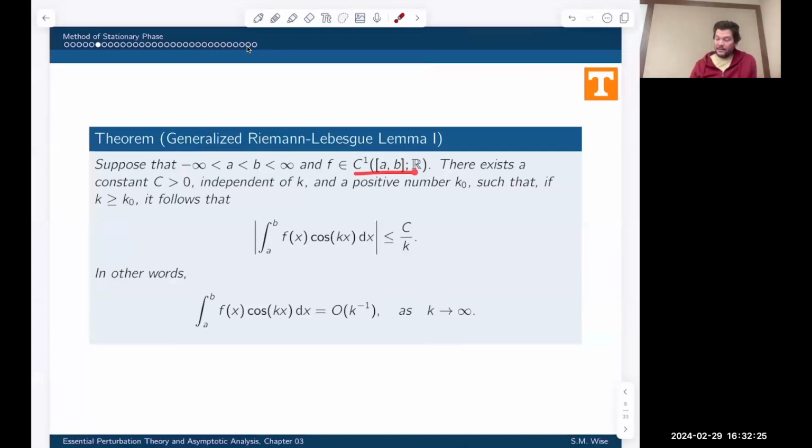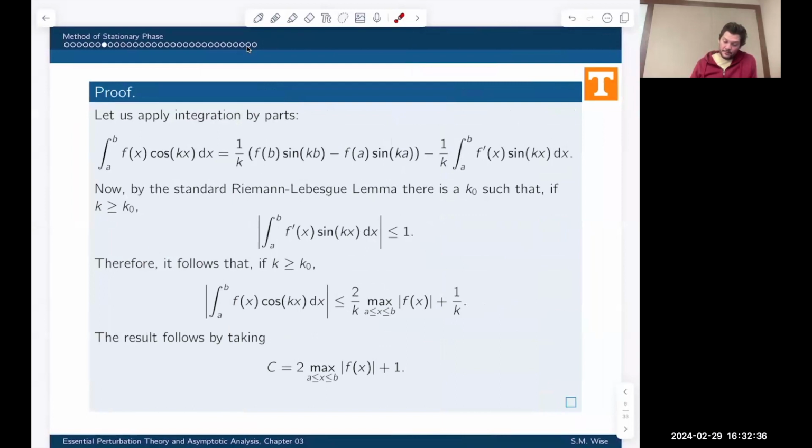It might be better than that. It might have an infinite number of derivatives, but we're going to say f is a function that has at least this much. We call it regularity or smoothness. So we know that f prime is a continuous function on a to b. So what do we know?